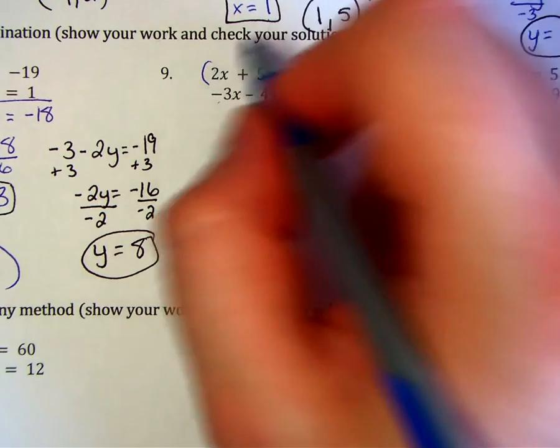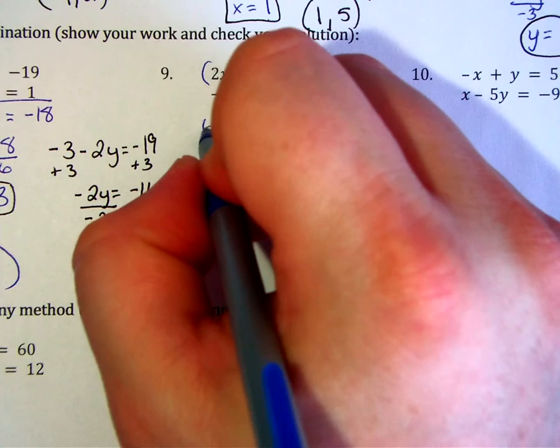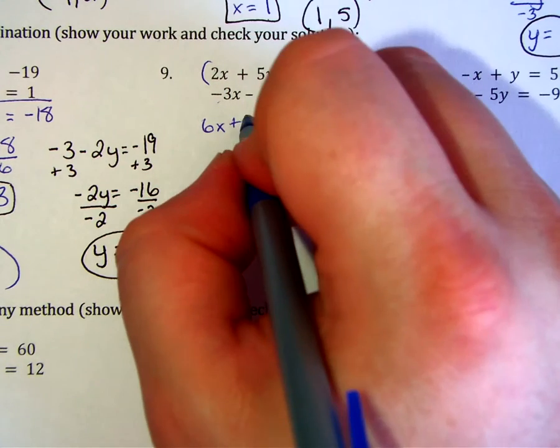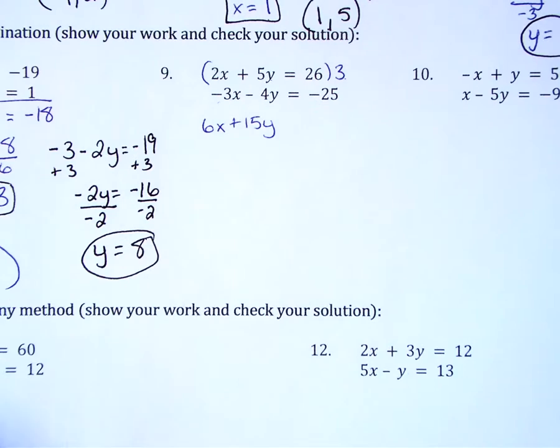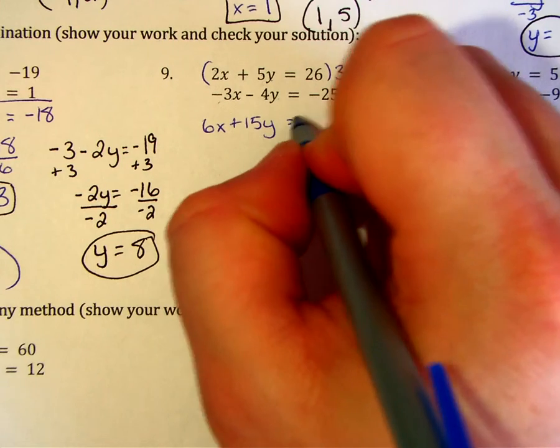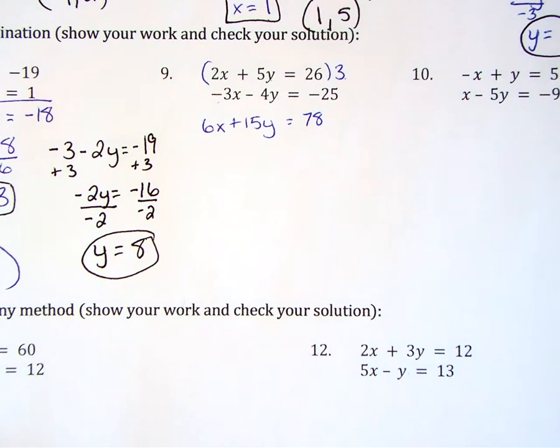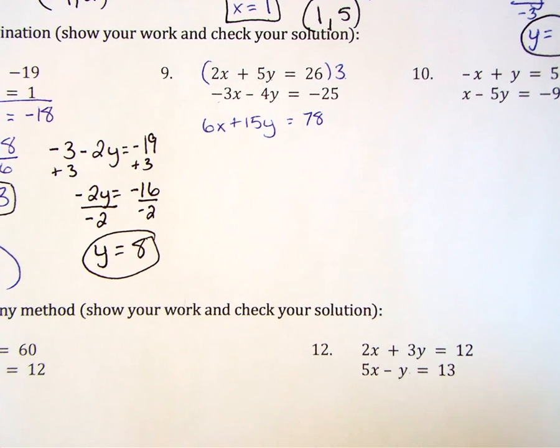I multiply 3 times 2x, which gives me 6x, plus 3 times 5, which gives me 15y, plus 3 times 26, which gives me 78. Well, that puts us in the right direction, but we still don't have coefficients that are opposite of each other.